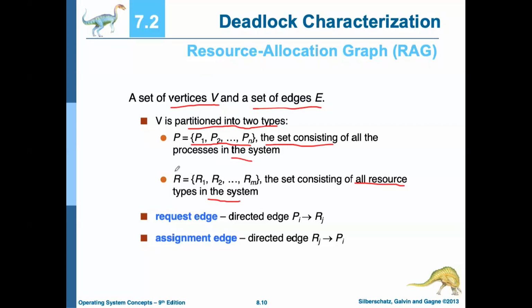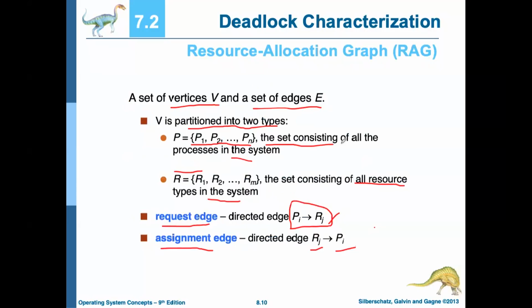Okay, we use R for the resource type. And then the request edge, which is directed from Pi to Rj, for example. Then the assignment edge, so we are using the arrow also. Rj is assigned to Pi. Okay, this one is the request edge, and then the assignment edge.